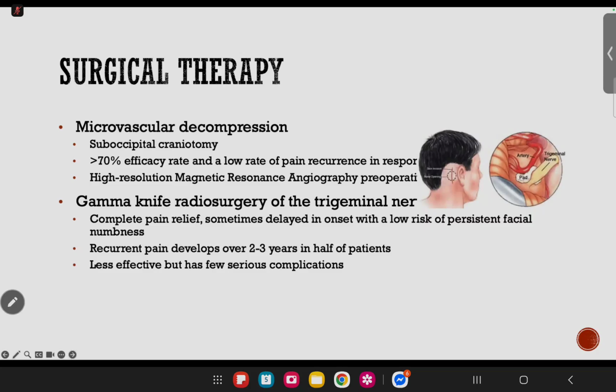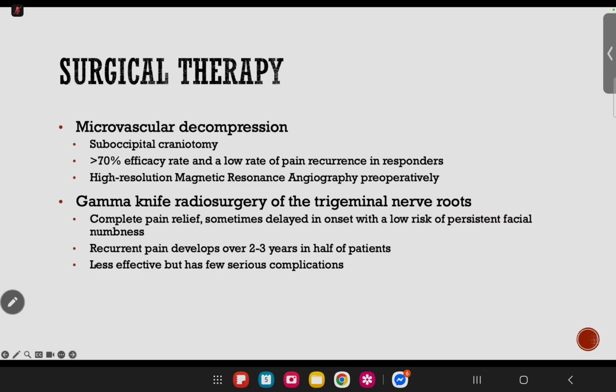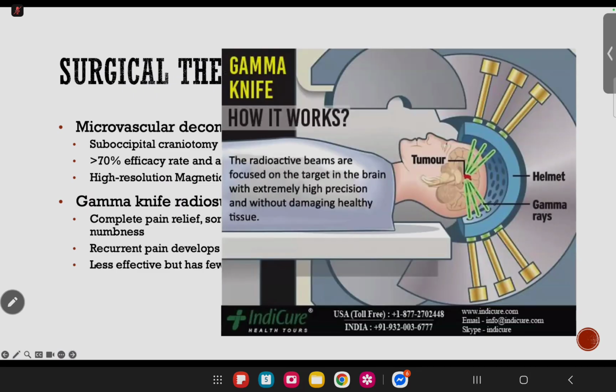The next procedure is gamma knife radiosurgery of the trigeminal nerve root, which results in complete pain relief, sometimes delayed in onset, with a low risk of persistent facial numbness. Recurrent pain develops over 2 to 3 years in half of these patients. However, compared with surgical decompression, gamma knife surgery appears to be somewhat less effective but has few serious complications. This is a picture of how gamma knife radiosurgery is done.